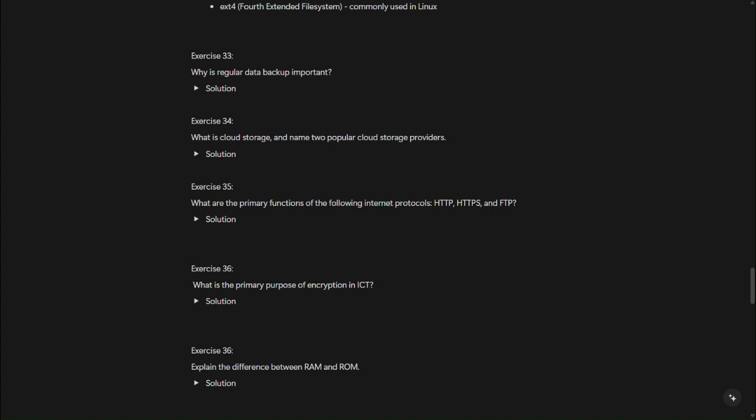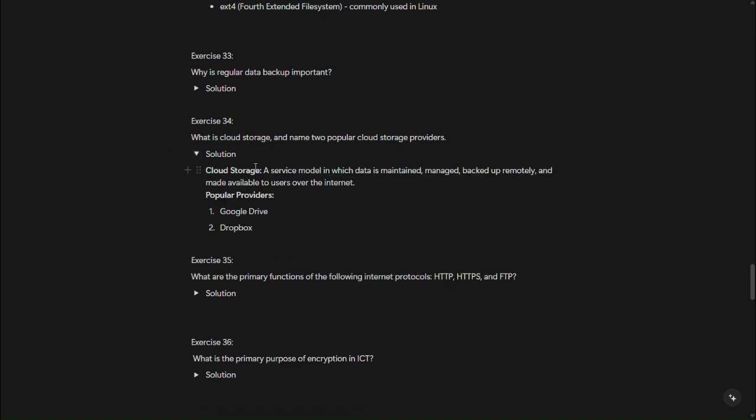34. What is cloud storage, and name two popular cloud storage providers. A cloud storage is a service model in which data is maintained, managed, and backed up remotely and made available to users over the internet. The popular cloud storage providers are Google Drive and Dropbox.